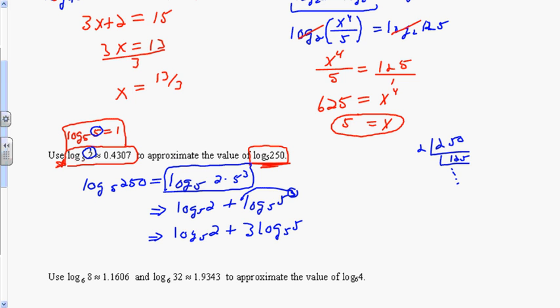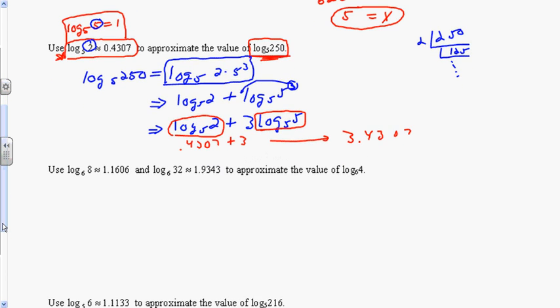Now, this is helpful because we know what log base 5 of 2 is. It's about 0.4307. Log base 5 of 5 is 1. So 3 times 1 is 3. And we get 3.4307. So a little bit of a puzzle, but not much.